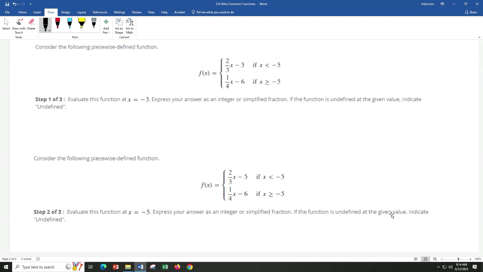But there are 2 functions. What are they? What's the first one? The 2/3 x minus 5.